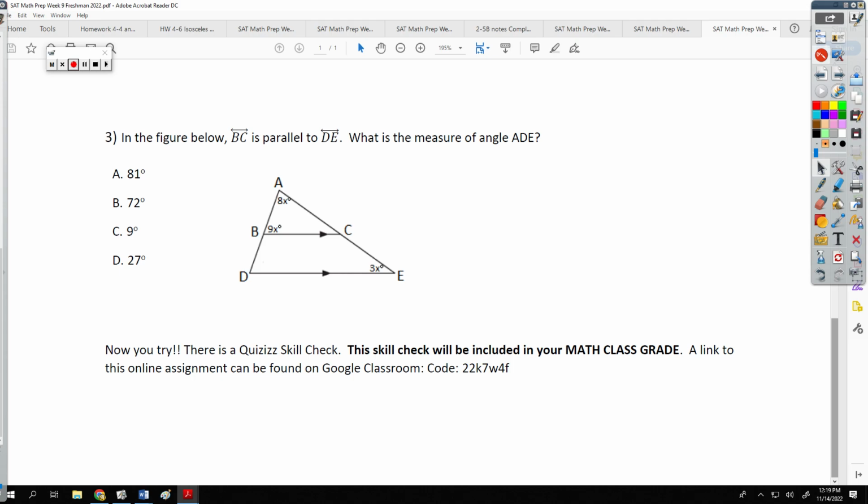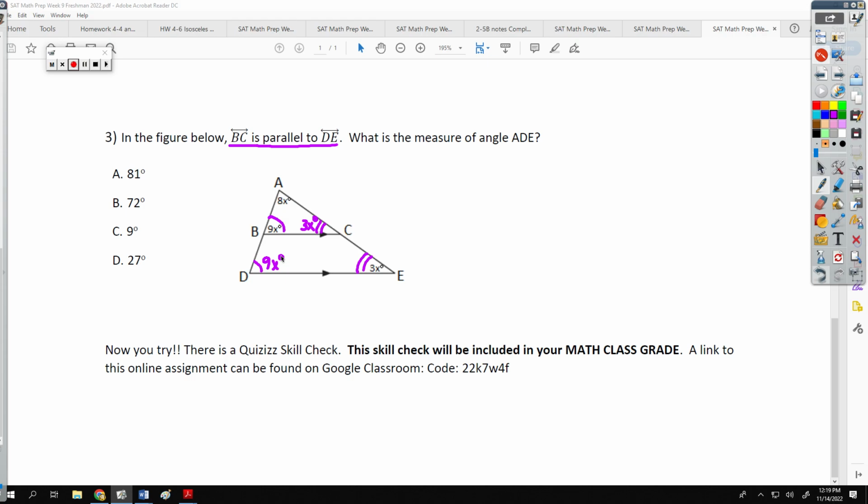Now example 3 says in the figure below, BC is parallel to DE. What is the measure of ADE? So the fact that BC and DE are parallel, the reason that we care is because that means that we have corresponding angles. It means that this angle in here has to be 3x degrees, and it means that the angle we're trying to find, ADE, has to be 9x degrees.